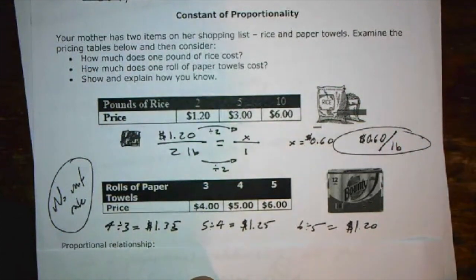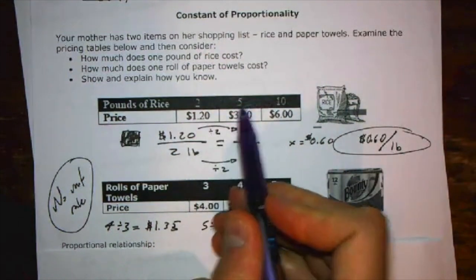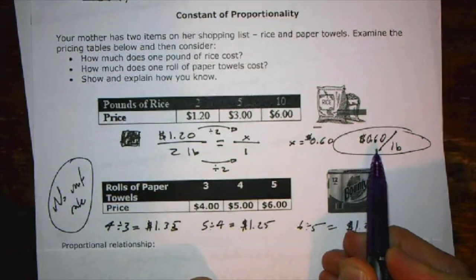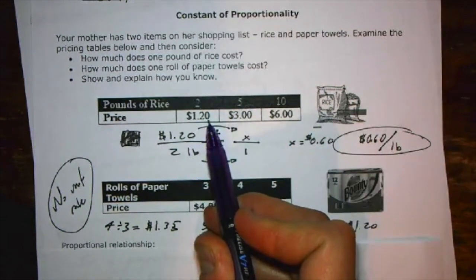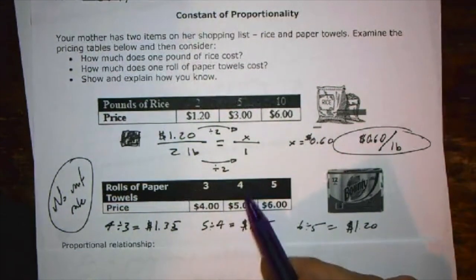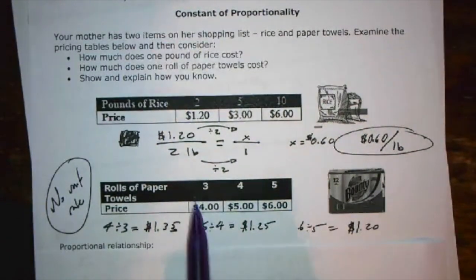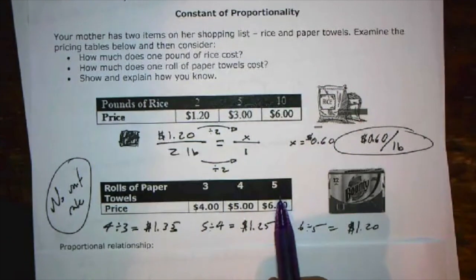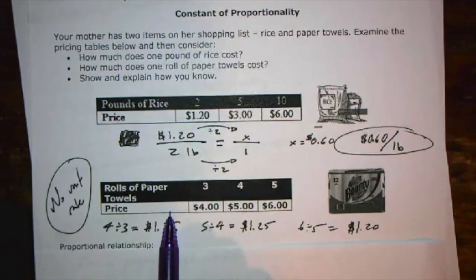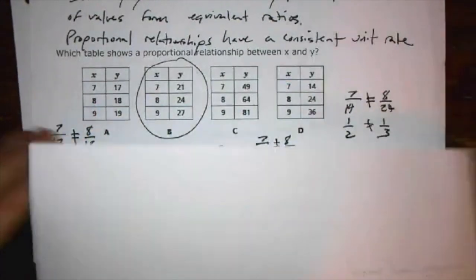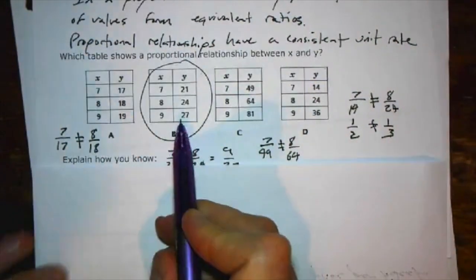You were able to find that. No matter how many pounds of rice you bought, you always get 60 cents a pound. That's because this is a proportional relationship. The paper towels, there was no consistent rate. The price is different depending on whether you buy 3, 4, or 5 rolls of paper towels. This is not a proportional relationship. There's no unit rate.